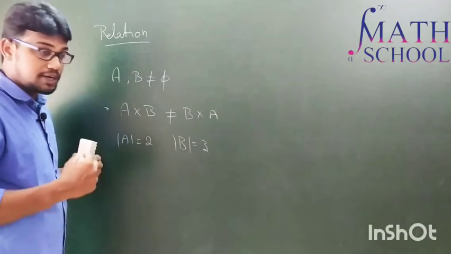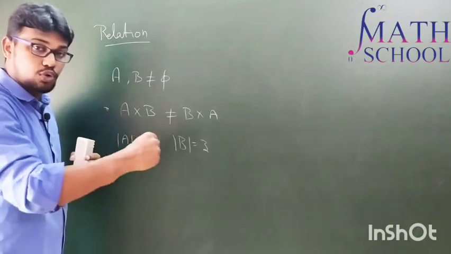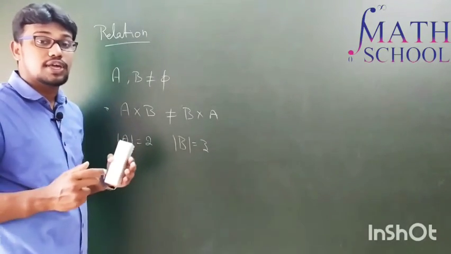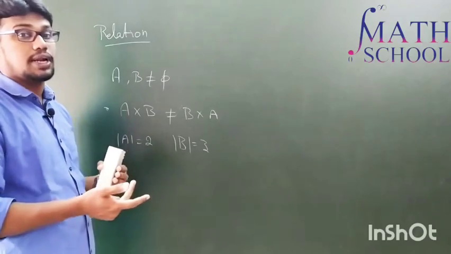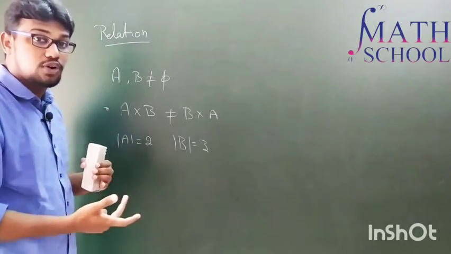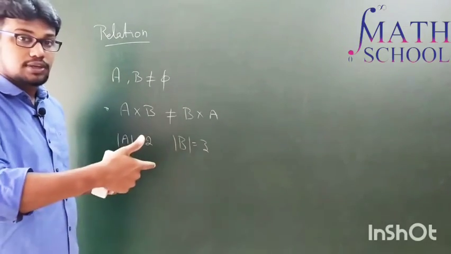Am I right? Let me repeat. If we want to find how many relations we can define from A to B, what is the definition of a relation? Any subset of A cross B is called a relation from A to B, right? So if we find how many subsets we can have on the set A cross B, then that many relations we can define from A to B, isn't it?